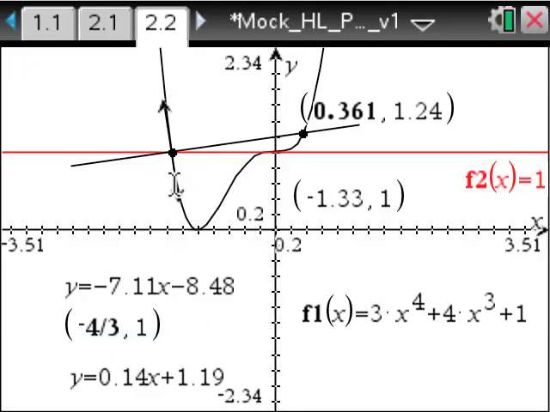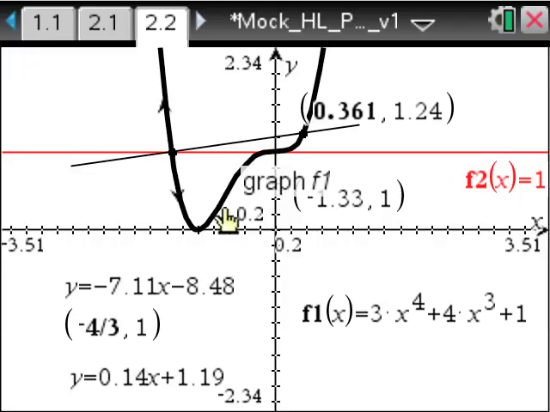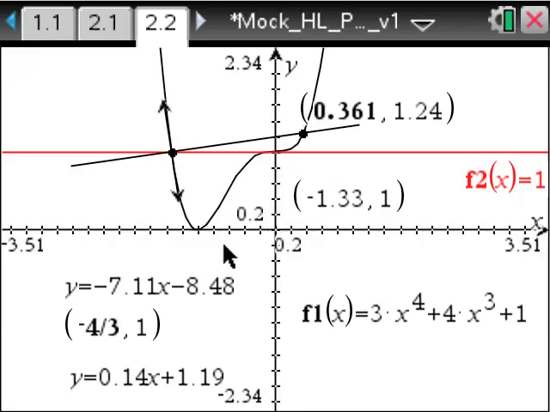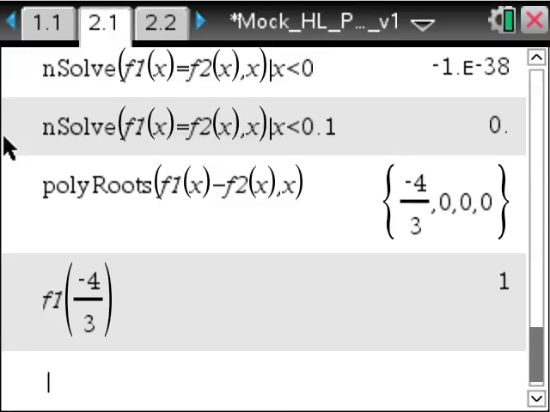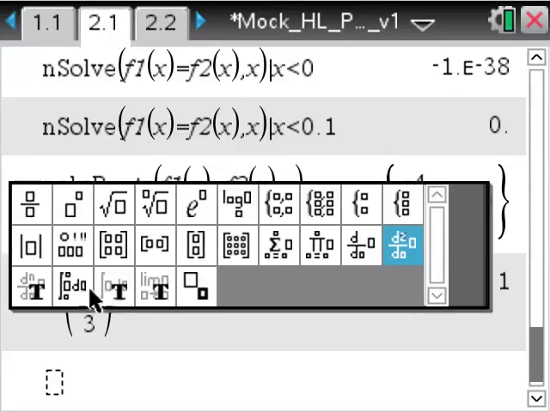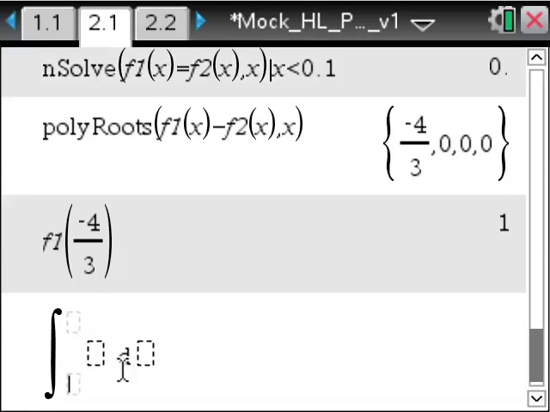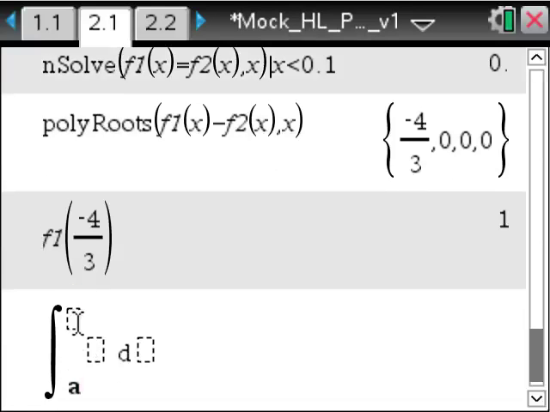So I'm going to do an integral between A and B. Look at the area I'm interested in, which is made by this line. The equation of that line, you may remember, is 0.14x plus 1.19, and I'm going to have to subtract off f1 of x. So let's go to a calculator page and let's type in this definite integral. So I'll go to templates. I'm going to pull up the definite integral template. I'm going to go from the value of a to b.